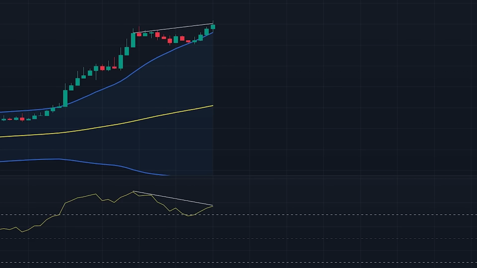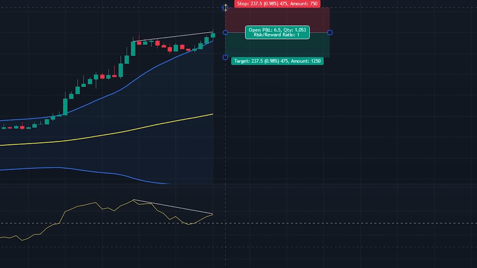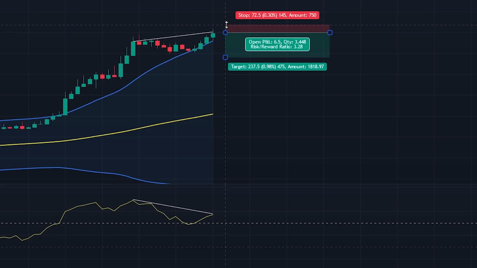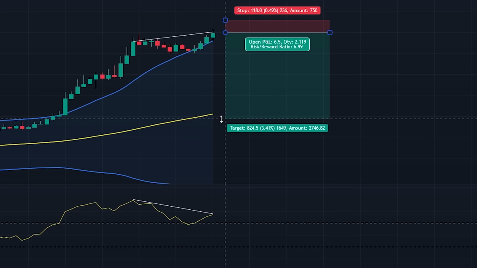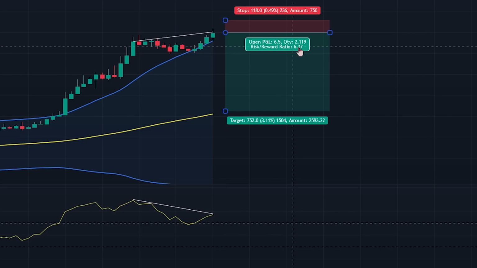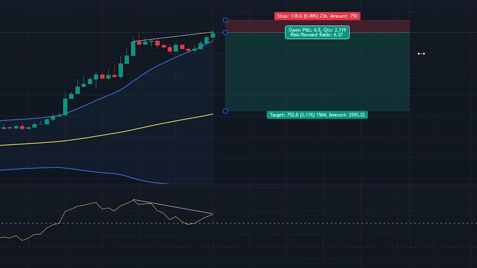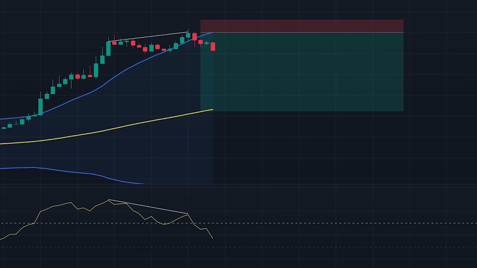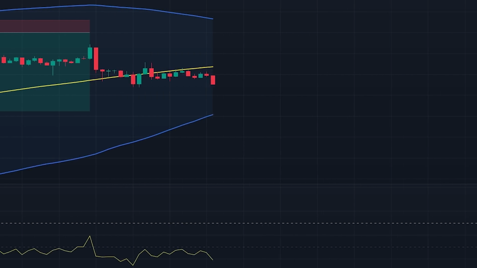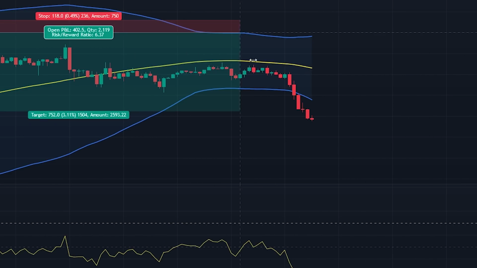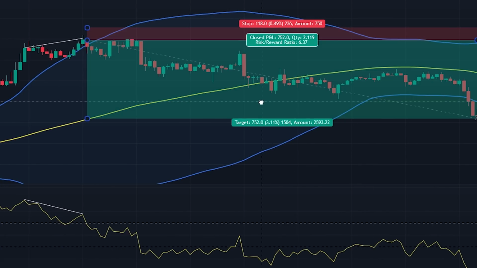Since all of the conditions have been met, we will enter into the sell position. We will place the stop loss at the recent swing high. For the take profit, we will target the middle moving average line, making sure that the risk-to-reward ratio is at least 1.5. Now let's see how the trade plays out. As you can see, the trade was very profitable.